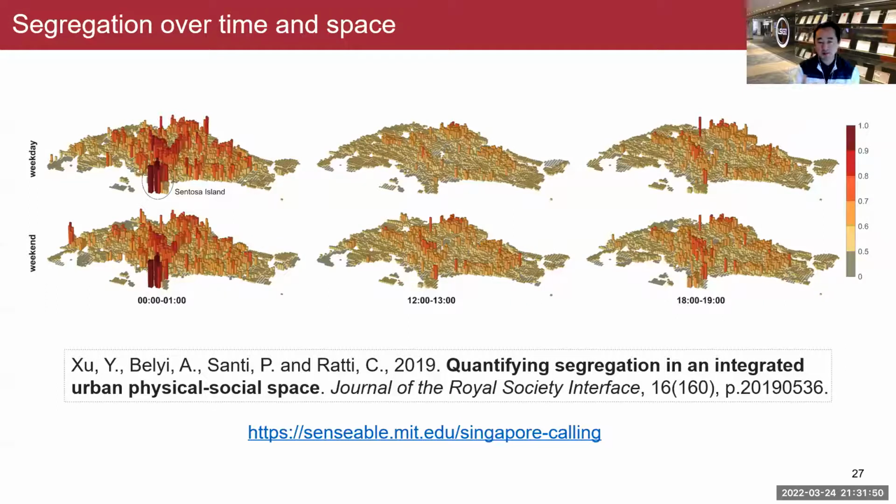This paper, if you're interested, was published in the Journal of the Royal Society Interface in 2019. And we also have a data visualization for that.